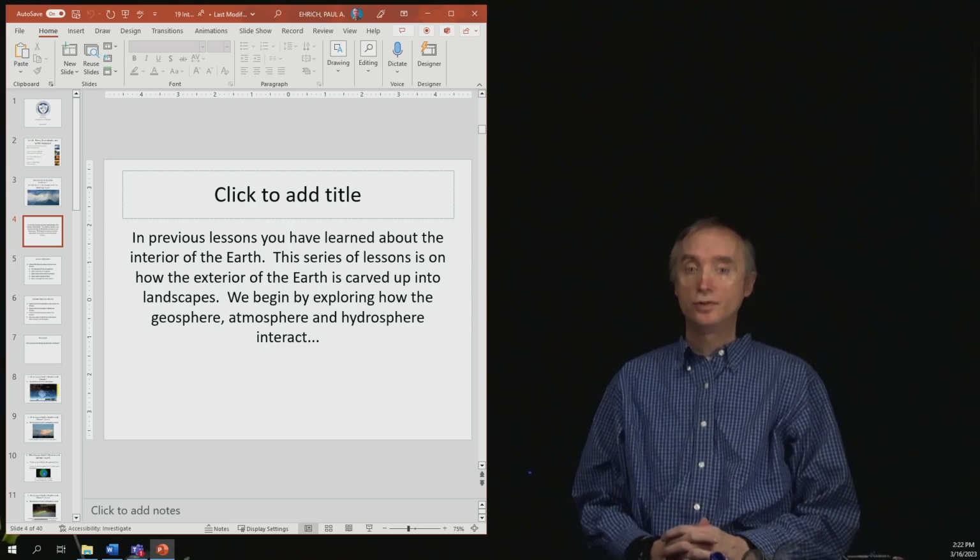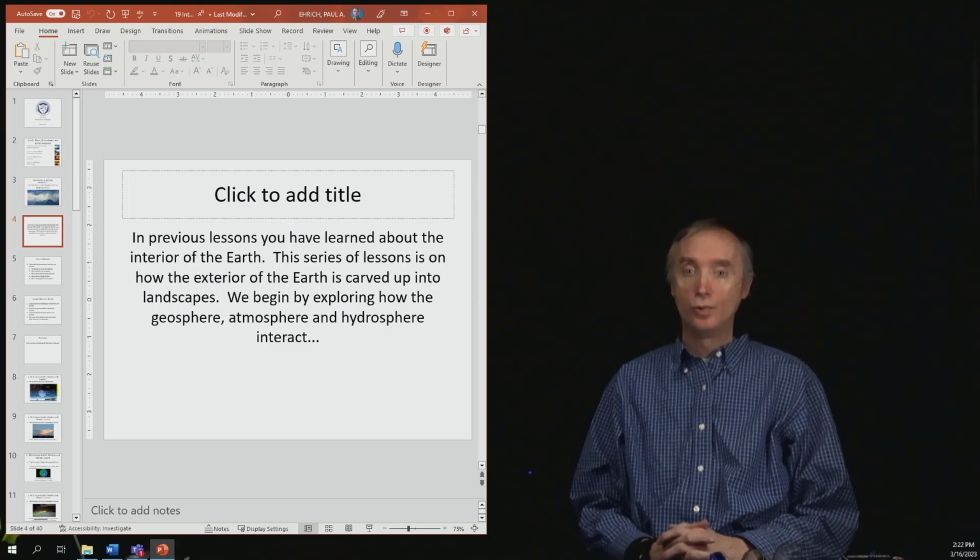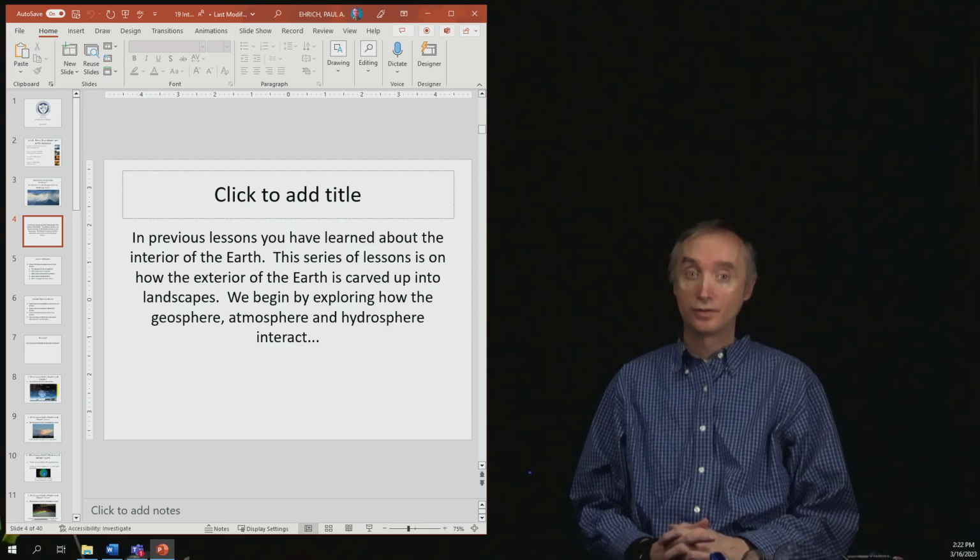So, in order to understand how wind and rain and snow and ice and gravity carve up the surface of the earth, we're going to need to know something about climate. And so that's what we're going to talk about first, is weather and climate, and then we will talk about how that influences landscape development.